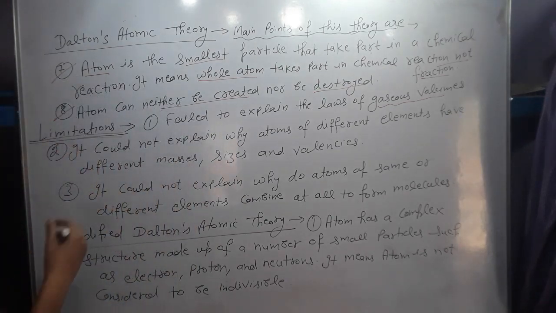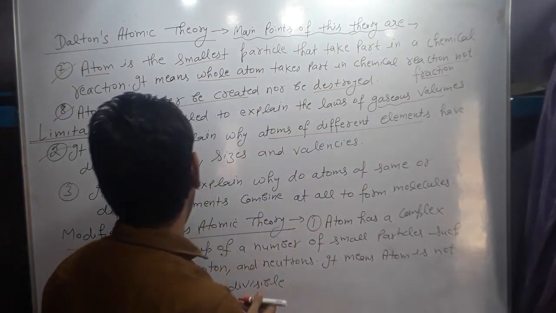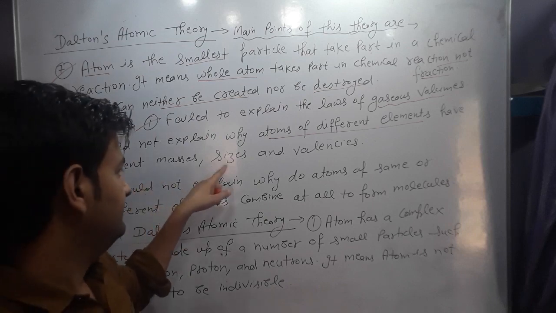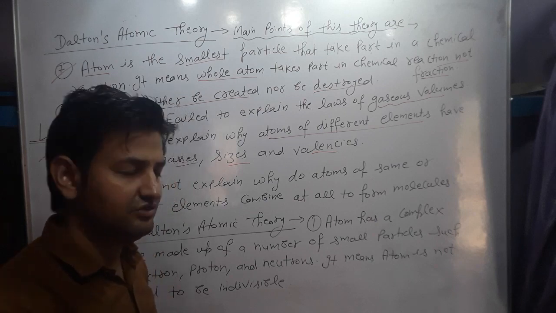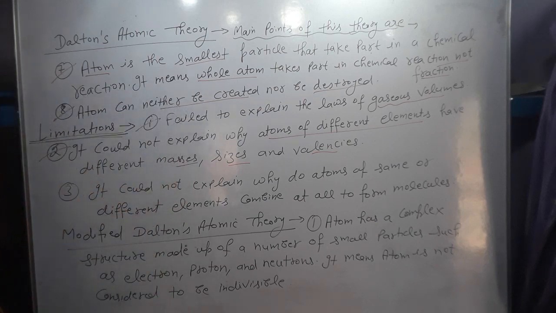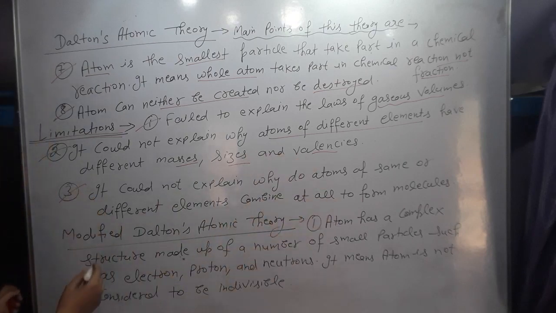Second limitation is it could not explain why atoms of different elements have different masses. Their mass is different, size and valencies are different. This is also not explained by Dalton. These terms are explained by some other scientists.